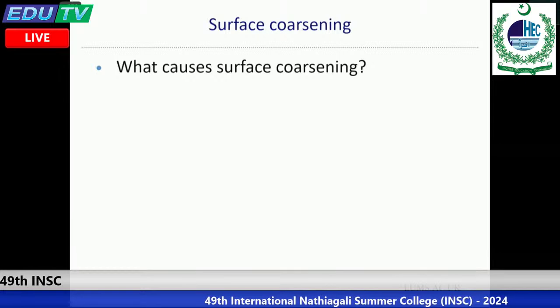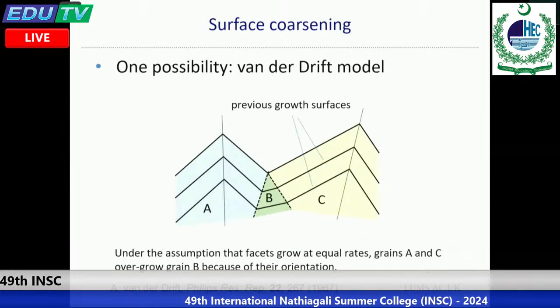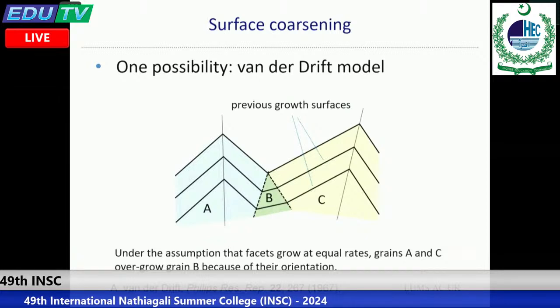So what causes surface coarsening? Well, one way is this very simple schematic that goes back to the 1960s, and it indicates a way in which competition could lead to coarsening. Look at this grain B. In a very simple model, which assumes that all of the facets grow at the same rate, you can see that this facet, because of the angle it is at, will grow like that. This one will grow like this. This one will grow like that. But because of the angles, eventually this B is going to be buried. So that's one possible way in which a surface can become coarser.